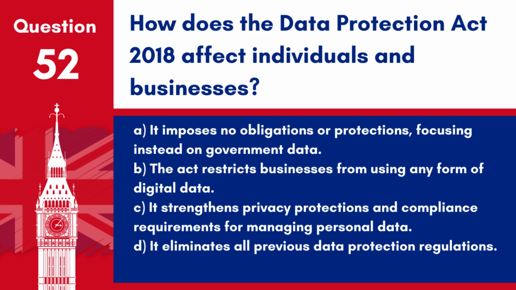Question 52. How does the Data Protection Act 2018 affect individuals and businesses? A. It imposes no obligations or protections, focusing instead on government data. B. The Act restricts businesses from using any form of digital data. C. It strengthens privacy protections and compliance requirements for managing personal data. D. It eliminates all previous data protection regulations.